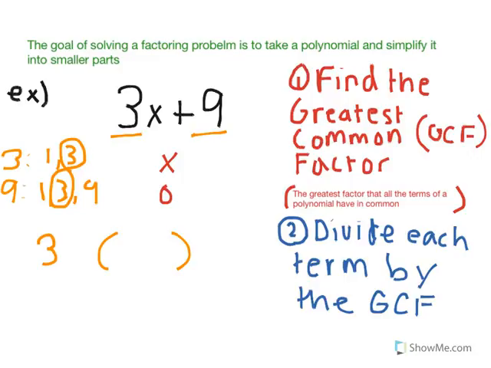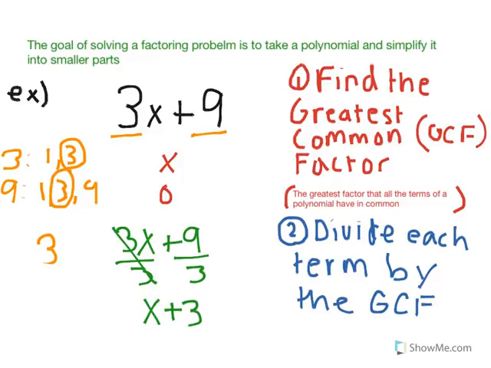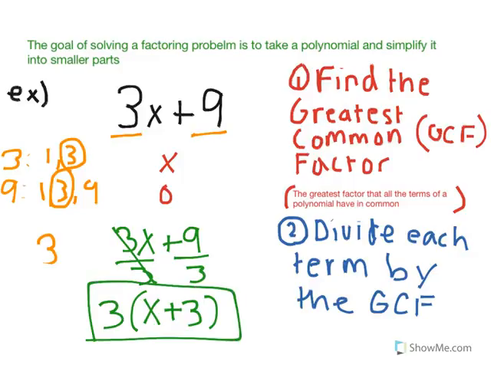So once I find my GCF here, which in this case is 3, I divide each term by the GCF. So 3x divided by 3 is just going to be x, and the other term divided by 3 is just going to be 3. And then I put the GCF on the outside. And it's going to look like that.